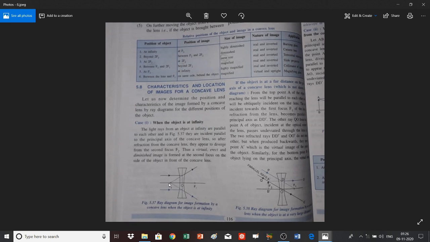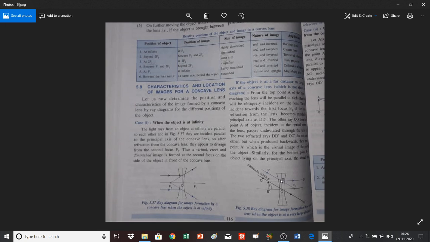So the characteristics of this image: it is virtual and a point image. Now another thing: if you consider that here is your concave lens and these are parallel rays, okay, no problem here. And if you consider that this is a ray which is passing through the optical center, then it will pass in this direction, and this is another ray that is parallel to this ray. Okay, no problem there.